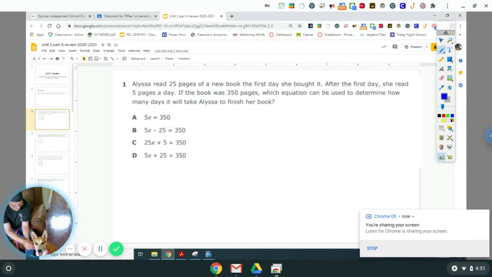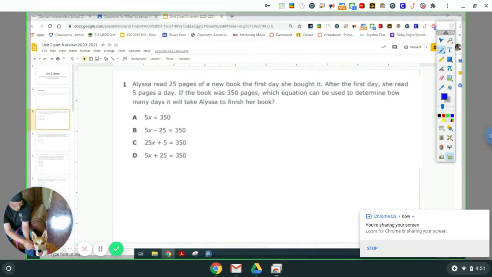So number 1 says Alyssa read 25 pages of a new book for the first day she bought it. After the first day, she read 5 pages a day. If the book was 300 pages, which equation can be used to determine how many days it will take Alyssa to finish her book? So she starts off with 25 pages and then reads 5 pages a day. So that's 5x. So it has to be D.